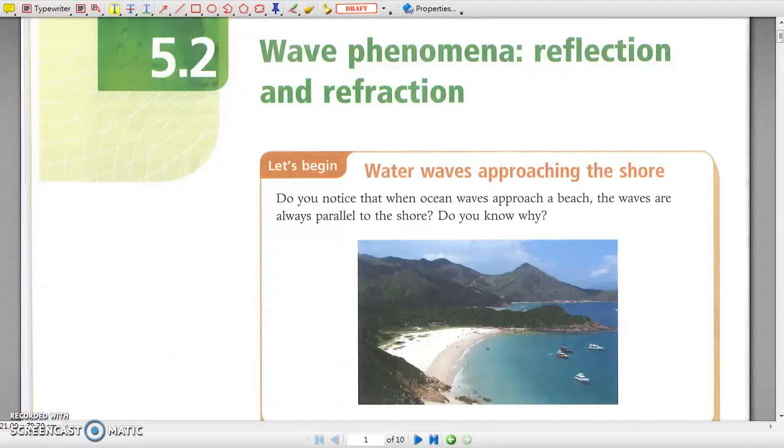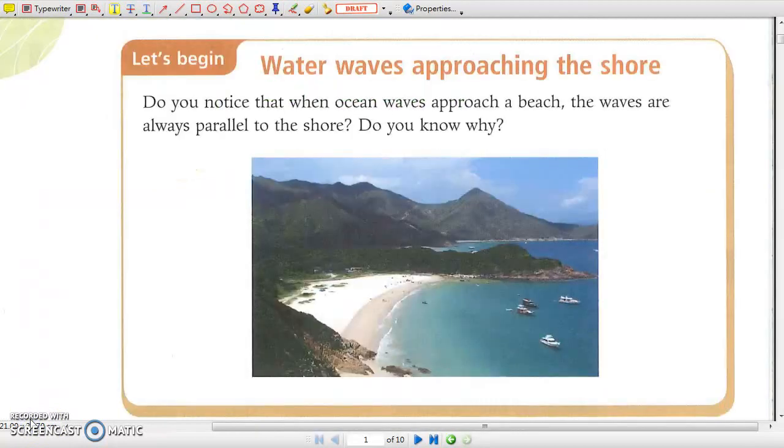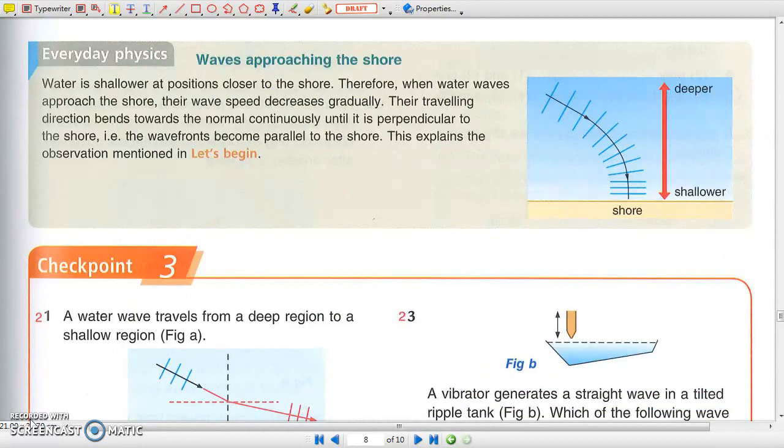Chapter 5.2 Wave Phenomena, Reflection and Refraction. Let's begin. What are waves approaching the shore? Waves approaching a beach are always parallel to the shore. It is not a coincidence, but it is due to a physics phenomenon. It is due to wave refraction. You can find an explanation at the end of the chapter.